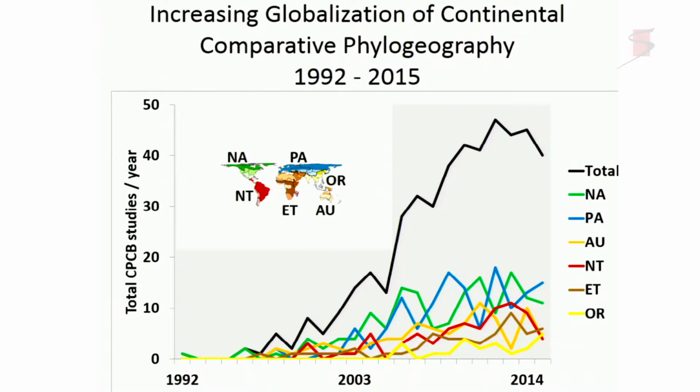And here's a graph through time of comparative phylogeography on continents. And you can see that the northern hemisphere, the Nearctic and Palearctic are still pretty big. Everything's increasing after the early part of the 2000s. But there is a decided increase in the southern hemisphere as well, okay? The Oriental region is lagging, but others are doing pretty well.